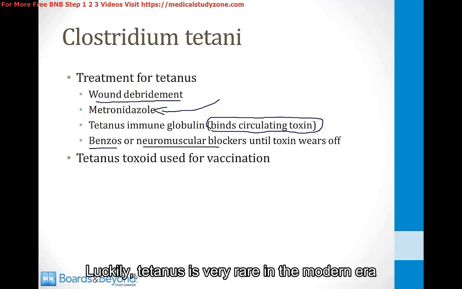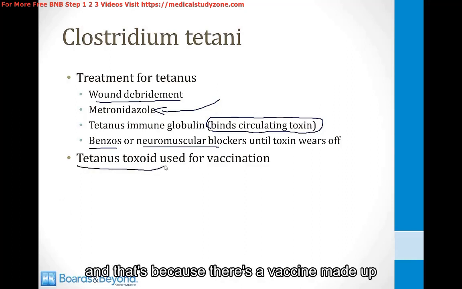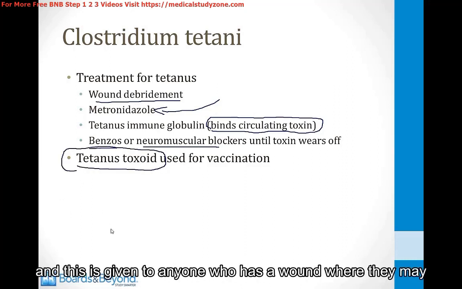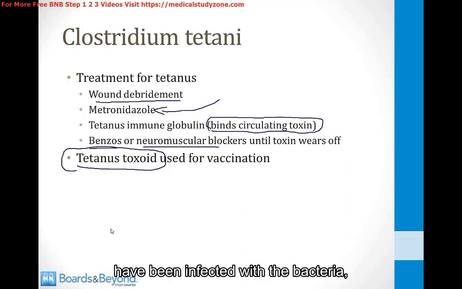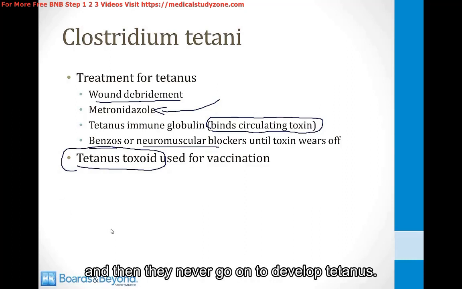Luckily, tetanus is very rare in the modern era, and that's because there's a vaccine made up of the tetanus toxoid, and this is given to anyone who has a wound where they may have been infected with the bacteria, and then they never go on to develop tetanus.